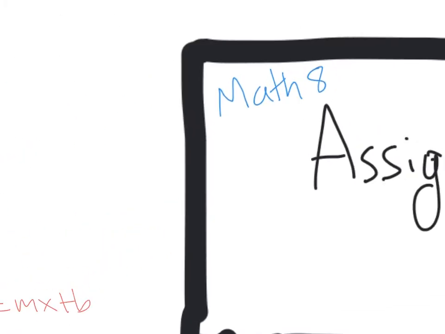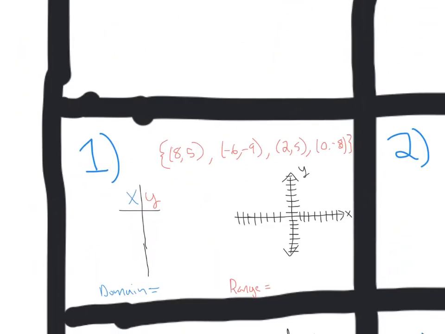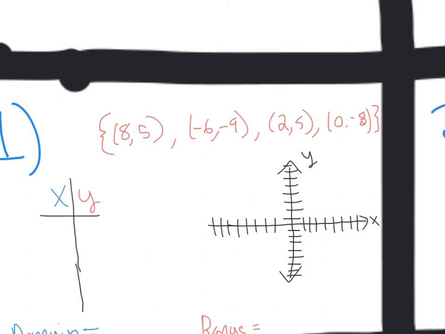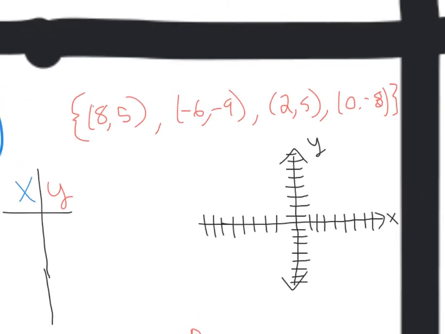Alright, so let's check out problem number 1. So we've got these coordinate pairs. I've drawn them out right here for you. We've got 8, 5, negative 6, negative 9, 2, 5, 0, negative 8. We are asked to express these as the domain, the range, fill out the table, and then graph the points. We can do all of those pretty quickly. Now if I go back up to these points, all I have is one point here, another point here, a third point here, and a fourth point here.